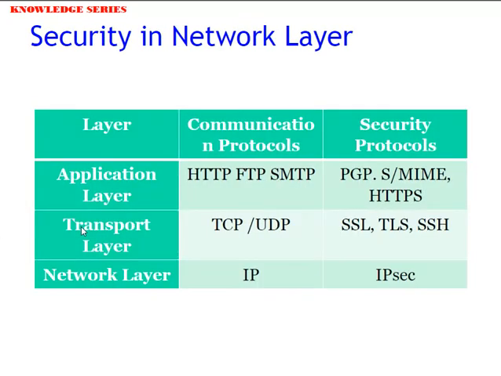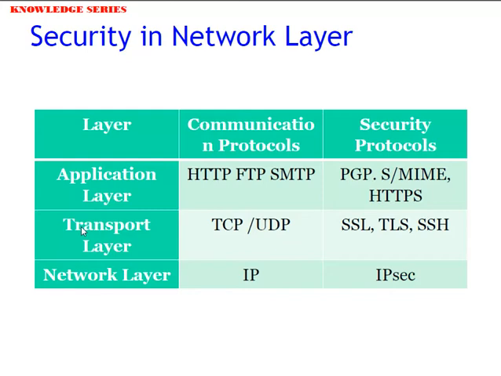Now let us see the security in the network layer. Network security is implemented at some layer of the protocols using a certain layer structure. For example, in the application layer, the communication protocols are HTTP, FTP, SMTP. But when you talk about security protocols, they are PGP, S/MIME, HTTPS. These are nothing but security protocols.